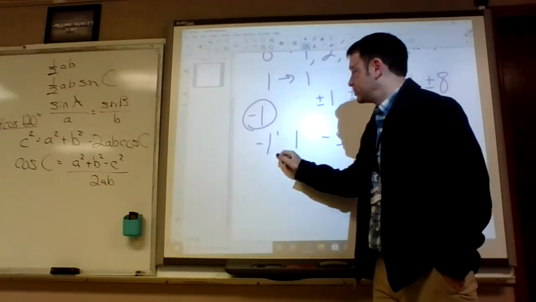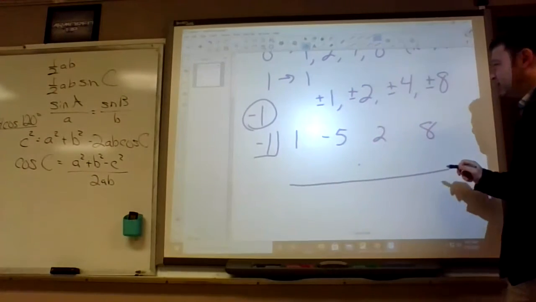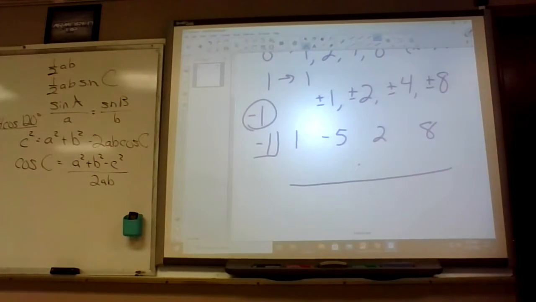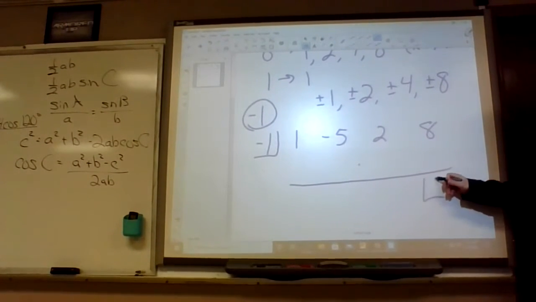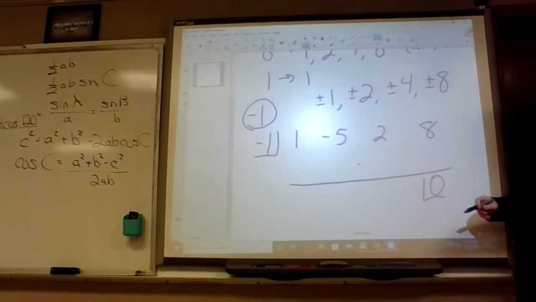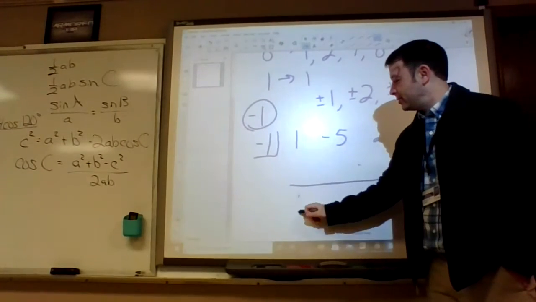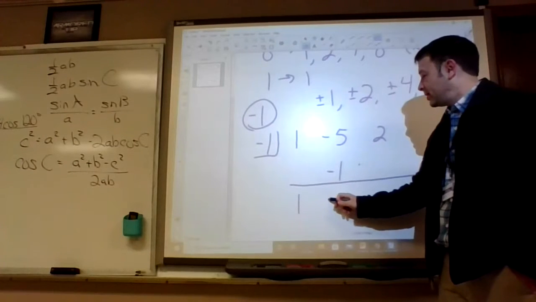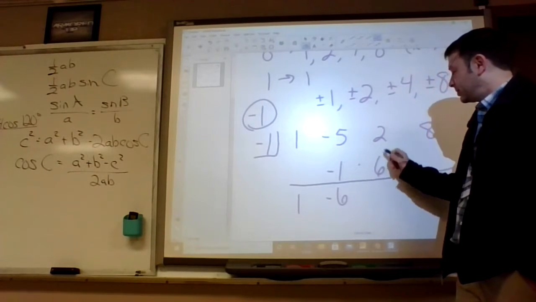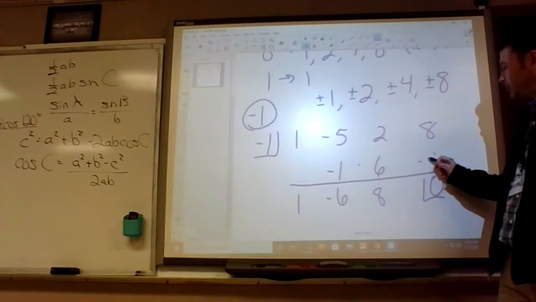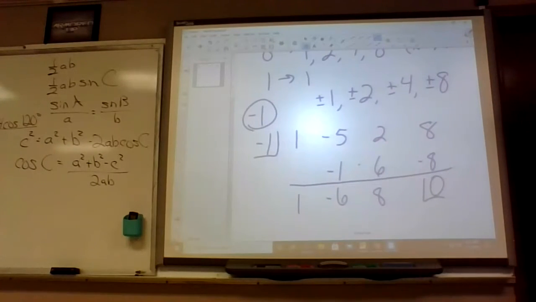And -1 goes in the box. Okay, if we do this right, because I know this should be a factor, there should be no remainder. The remainder should be 0 over here, if I do it right. So, add down, multiply up, add down, multiply up, add down, multiply up, add down. Please tell me this is the answer.